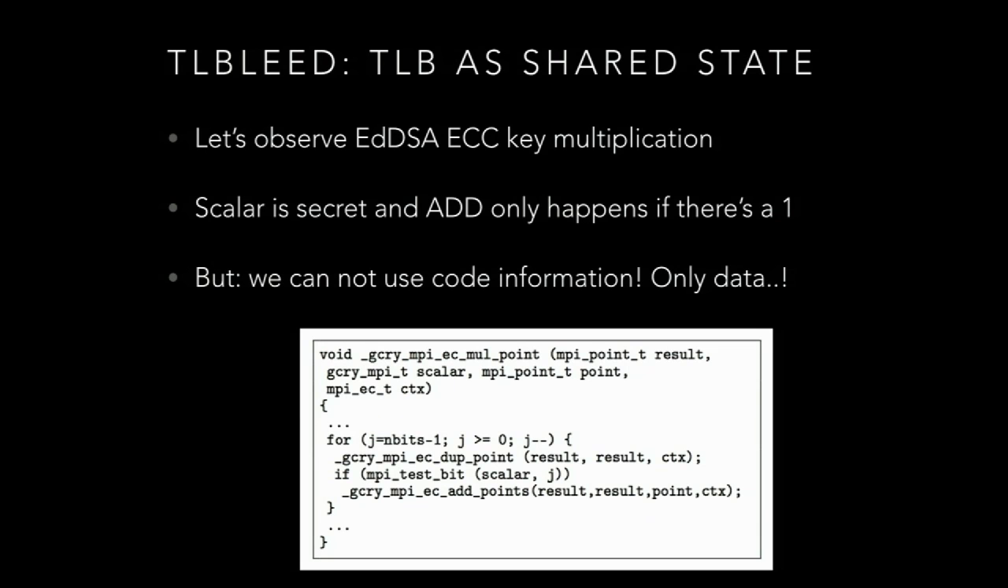We want to try and tell the difference between the scalar being 0 or 1, only using these data accesses, because we don't see any code access, since the ITLB is not shared. So can we do this? Well, I don't know. Let's simulate this, just like we did for the cache, but now we show what the signal might look like if we view it through the TLB instead of the cache.